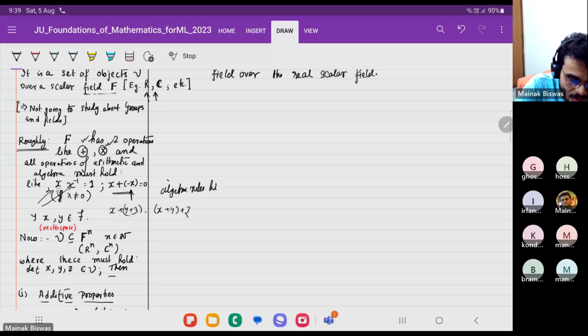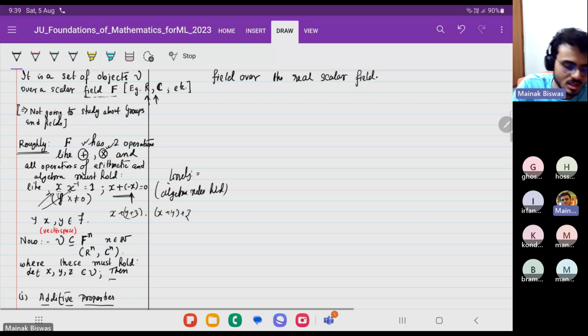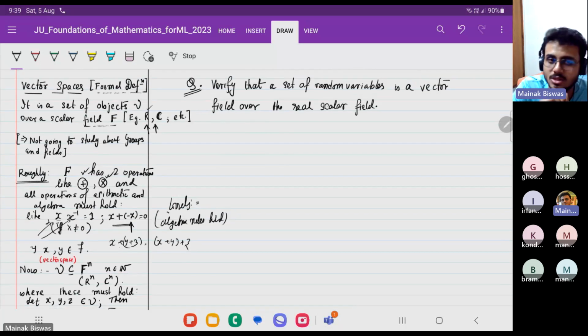Rules hold, loosely speaking, right? But whenever you're told about a field, you just think of real numbers, complex numbers. So for real numbers and complex numbers, for x there is a minus x, right? And for another x, there is also 1 by x. Agreed or not?